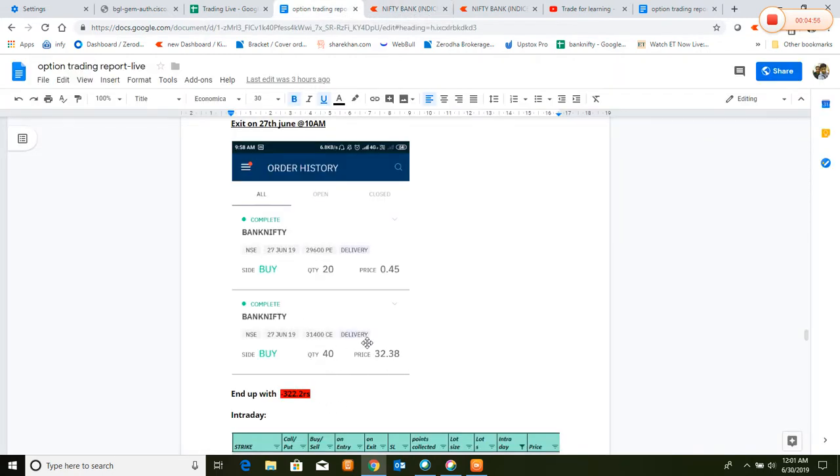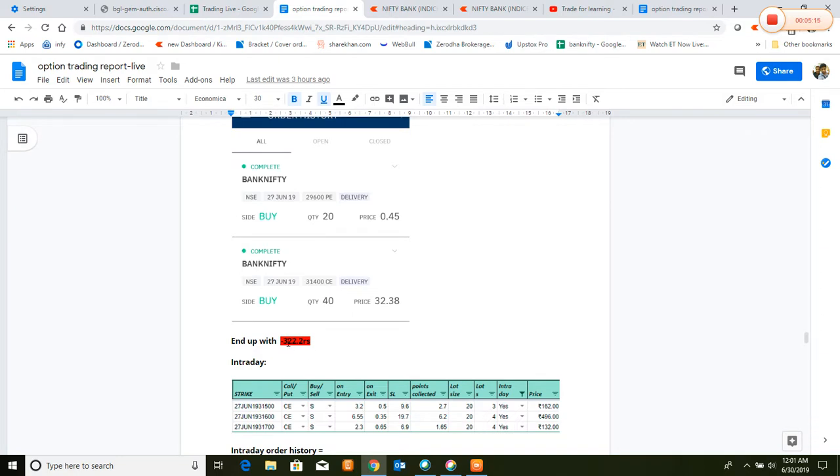And so we ended up incurring a big loss. We exited. Actually, by end of the day, it didn't reach 31,400, but anyway, we exited. When we exited, 31,400 was around 32 rupees 38 paisa, and another one, like a put call, was around 0.4 paisa. We incurred 332 rupees loss.